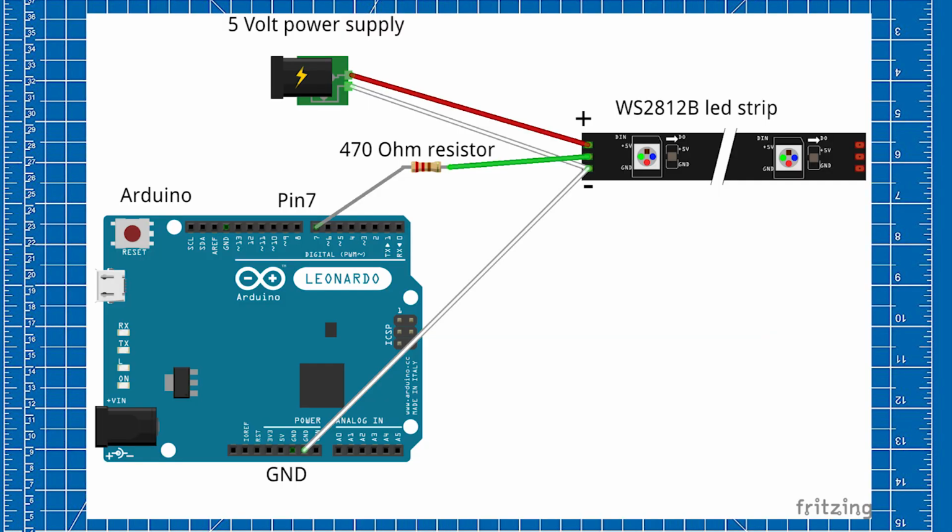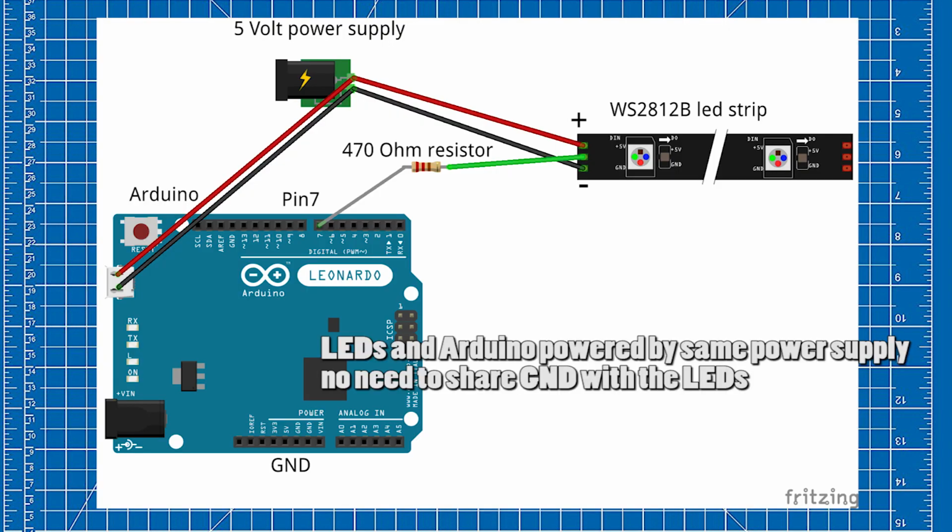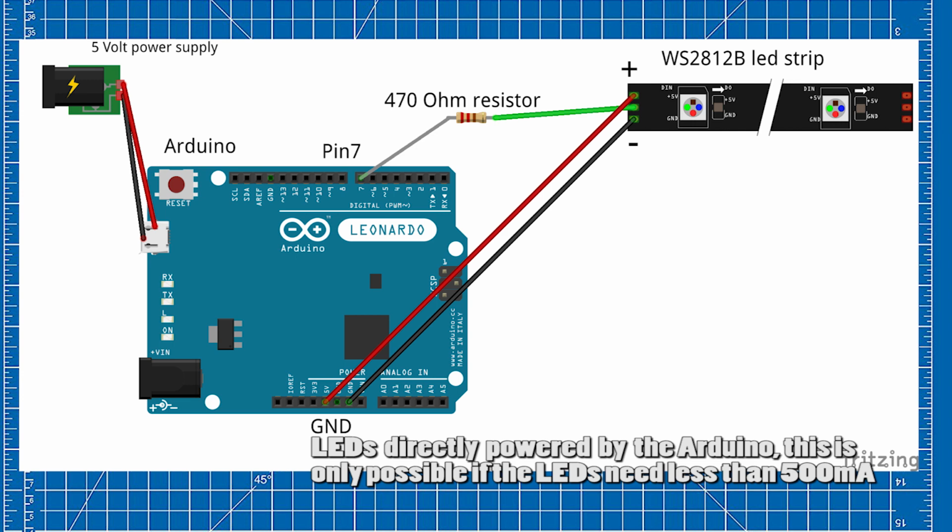Here you can see the schematics of this setup. If your LEDs and your Arduino are both powered by the same power supply, then ground or GND is already shared, so you only need to connect the data wire of the LEDs to pin 7 of the Arduino. If you only want to drive a few LEDs, then you can connect your LED strip directly to the Arduino, and you just connect the positive pole to the 5 volt pin of the Arduino and the negative pole to the GND pin of the Arduino and the data line to pin 7. But please only do this if your LEDs need less than 500 milliamps.